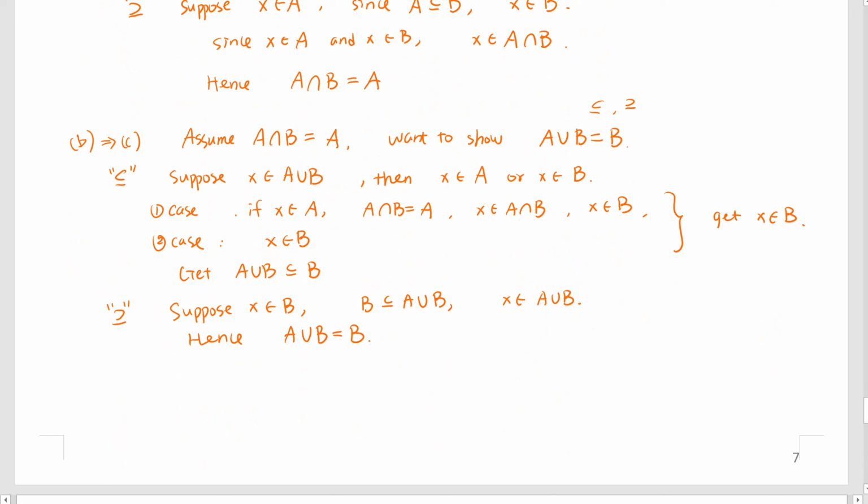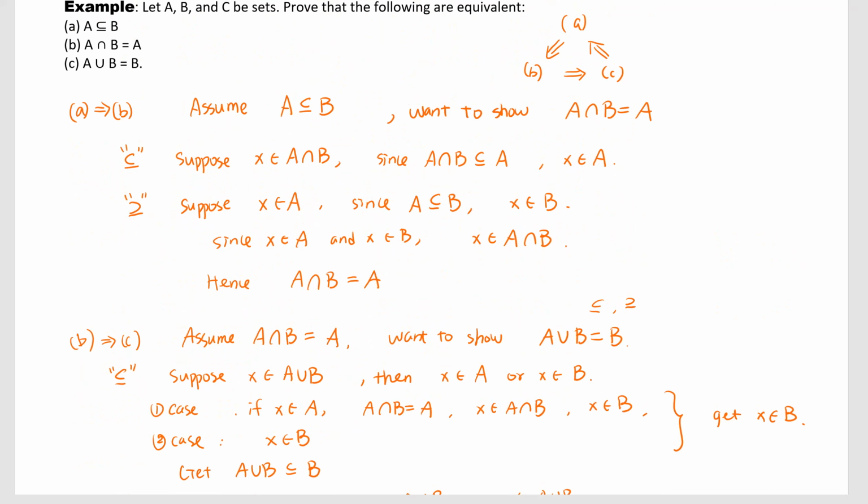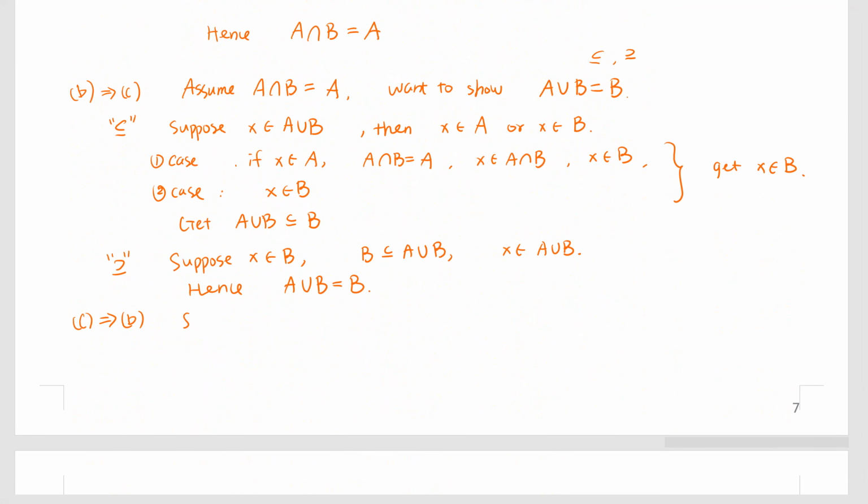Next, we have the last one. We want to have C implies A. So A union B is B, and we want to show A is a subset of B. So assume that A union B is B. We want to show that A is a subset of B. So suppose X is in A.